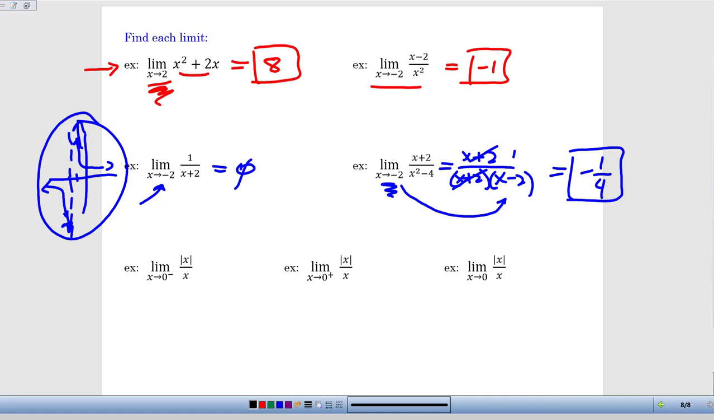For the last set of questions, we've got a slightly different circumstance in that for our limits, we've got x approaching 0 from the negative side, and then x approaching 0 from the positive side. I'll explain what all this means. And then we've got just x approaching 0. We have this function, absolute value of x over x, that we're working with. Of course, if we plug in 0 for x, in all three circumstances we get 0 over 0.